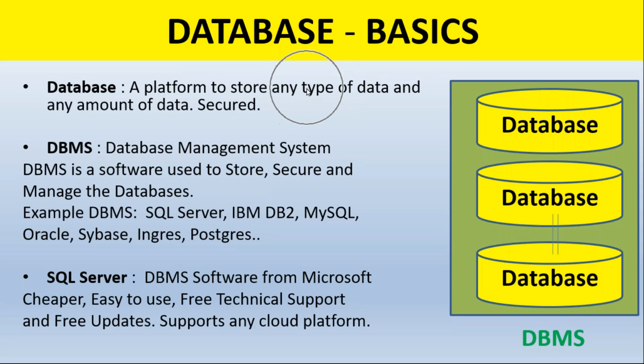So any type of data like passwords, QR codes, OTPs or CAPTCHA codes, anything, and also any amount of data, terabytes of data, we can store in our new friend database. Now, to work with Excel, we need a software, MS Office, right? Same way, to operate on database also we need a software. That software name is DBMS, Database Management System.